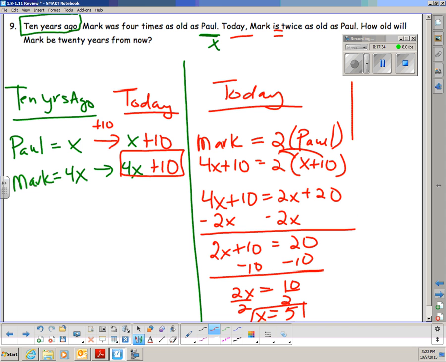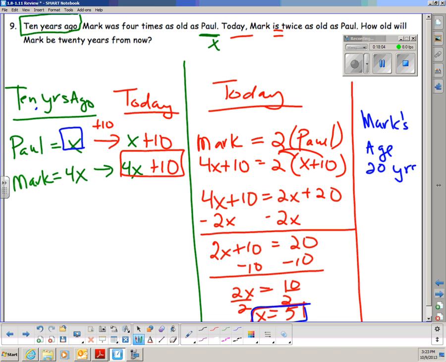Now we have to answer the question, which is a little tricky. How old will Mark be 20 years from now? Whoa. So X is 5. Let's see what X is. If I go back to my key, X was Paul's age, but 10 years ago. So we can get Mark's age. We can get any age we want, as long as we know what X is. We want Mark's age 20 years from now.